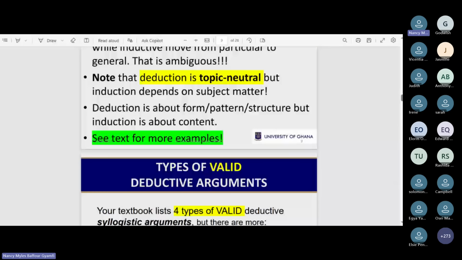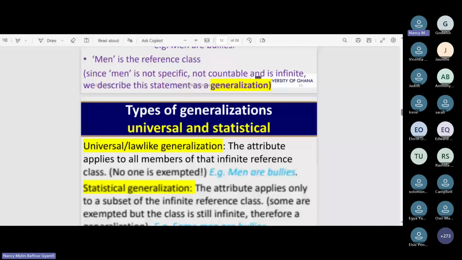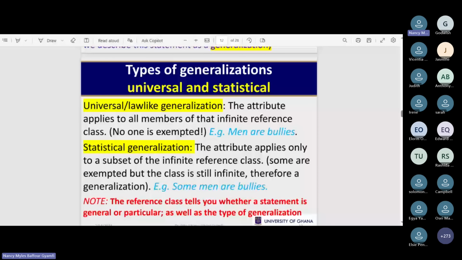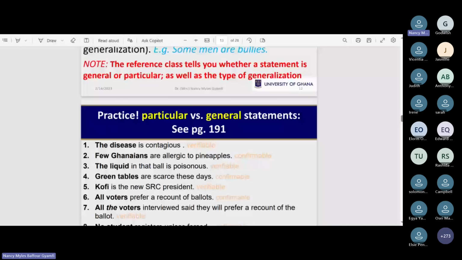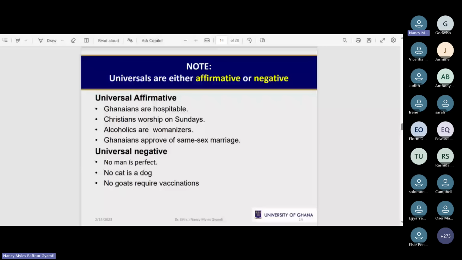Then we started with our valid patterns. Now look at this. When I say men are bullies, let's go to where we expanded. Everyone, please look on my screen. I'm helping you with something very important. Ghanaians are hospitable. It's like saying if X is a Ghanaian, then X is what? Hospitable. Christians worship on Sundays. How will you write that as a conditional, everyone? If X is a Christian, X worships on Sunday. Very good. How about the third one?